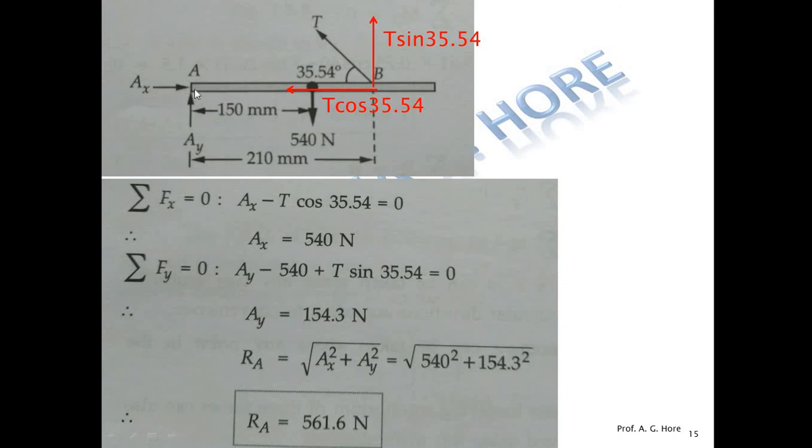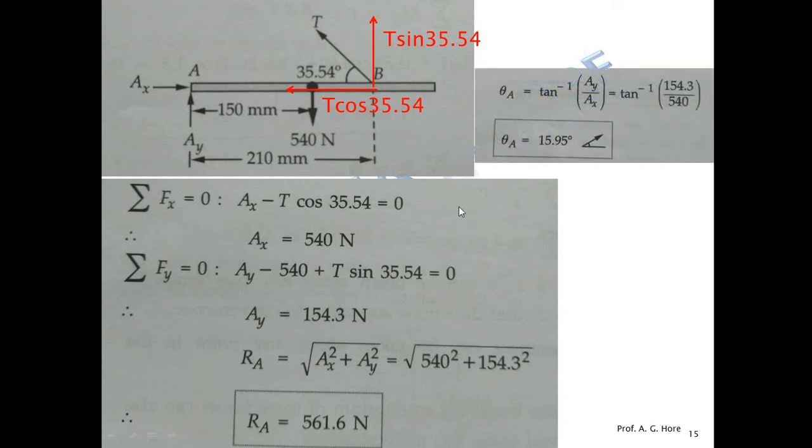We want to find out the resultant reaction at A, so that formula is RA equal to square root of AX square plus AY square. By putting these two values, you will get RA, the resultant reaction magnitude, and for direction use theta A equal to tan inverse of AY upon AX, you will get the theta.